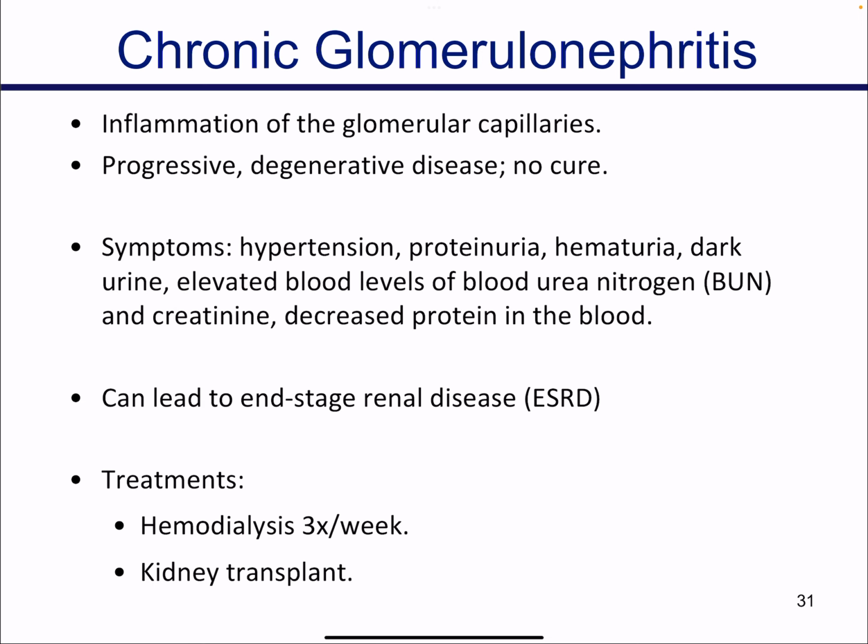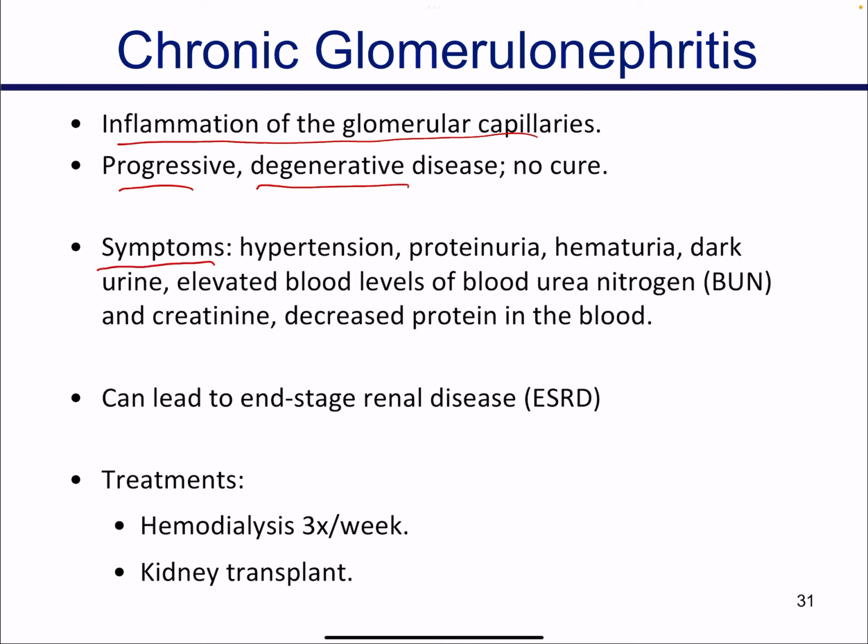All right. In the chronic glomerulonephritis, this is basically kidney failure. In here, you are going to have an inflammation of glomerular capillaries, right? This condition is going to be progressive, degenerative, right? And at this point, you're really going to have a kidney transplant at some point, right?